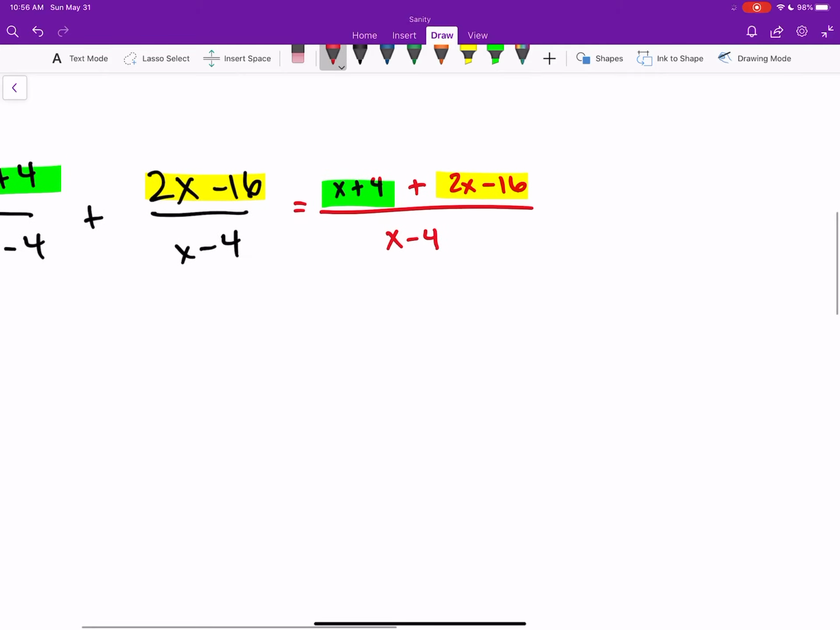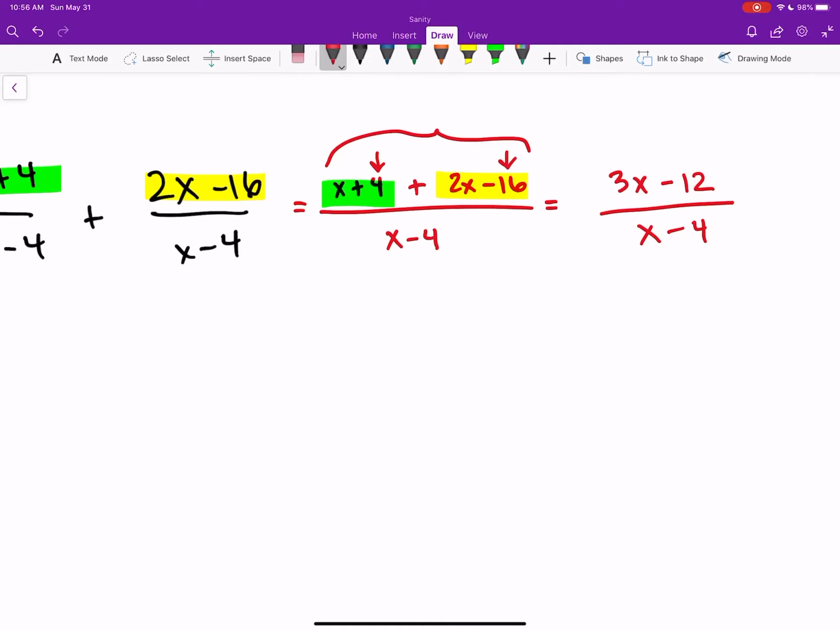And then we can just continue to simplify. So on the top, let's combine like terms. I have an x and I have a 2x, so I'm going to combine those and that's 3x. And then my constants here, I have a 4 and a negative 16. Adding those is going to give you minus 12, all right? So the top just simplifies down to 3x minus 12. Again, we keep that denominator the same.